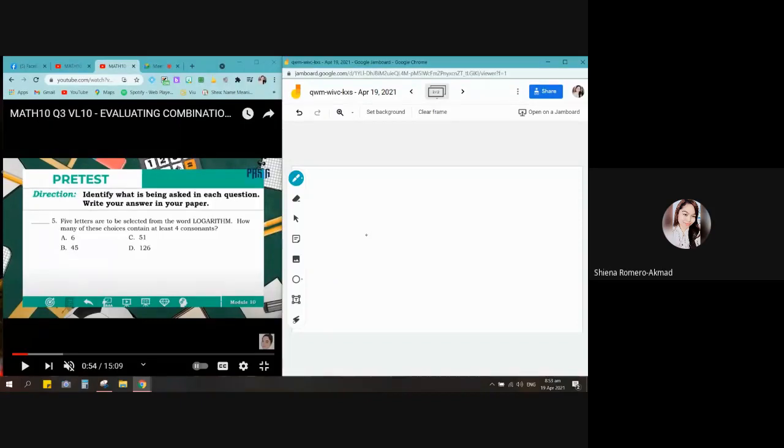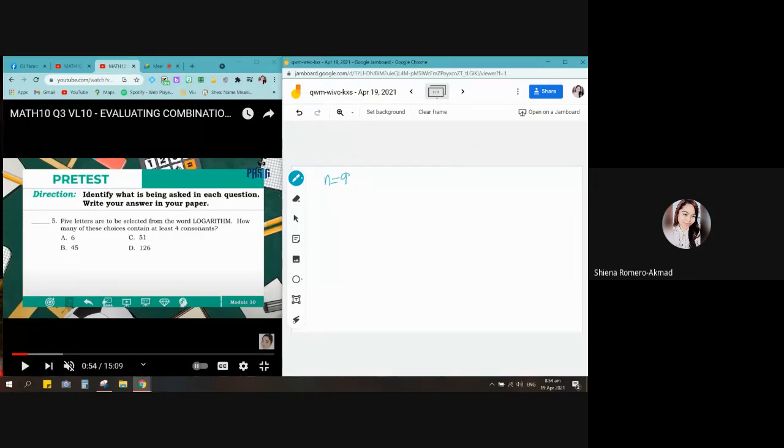So let us have number 5. 5 letters are to be selected from the word logarithm. How many letters are there in all? What will be our n? Our n here is 9, the letters of the word logarithm. How many of these choices contain at least 4 consonants?